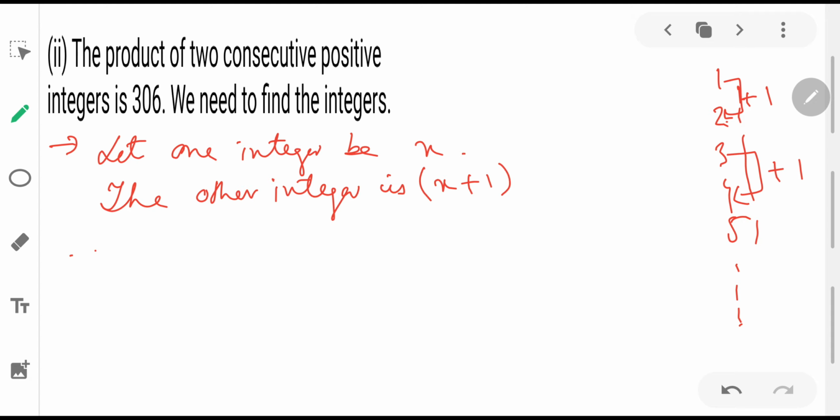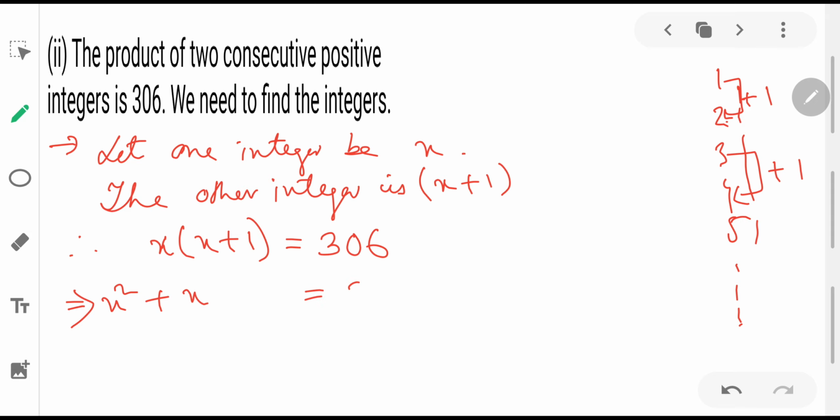Now, let us go to the situation. The situation says that the product of two consecutive positive integers is 306. So, if I just multiply, product means multiply, x into x plus 1, we will get 306. So, this is the expression. Now, we need to convert it into the standard form of quadratic equation. Here you just apply the distributive law: x into x is x square, plus, x into 1 is x, equals 306. So, bring everything towards the left hand side, which is x square plus x minus 306 equals 0. So, this is the required quadratic equation.